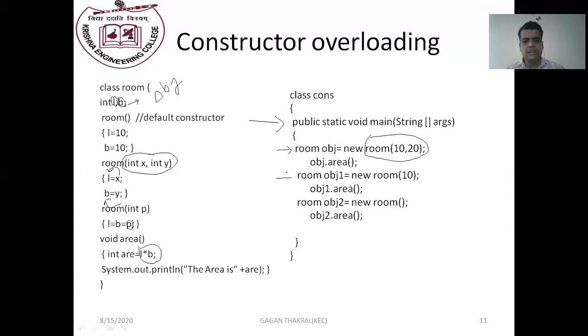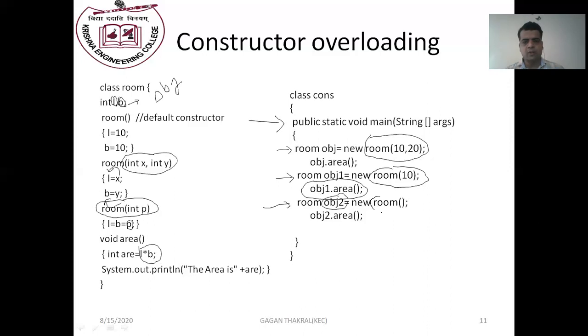When again we create a new object, obj1, this time we call the constructor with one parameter, Room(10). This will call that constructor and assign the length and breadth the value 10. For obj1, the value of the L variable is 10, and the value of the B variable is also 10. When we call obj1.area, then it will use L and B, 10 into 10, that is 100, the area is 100.